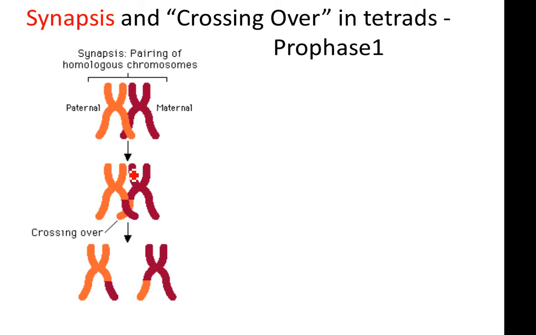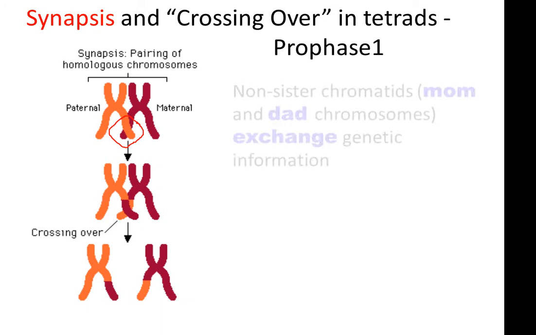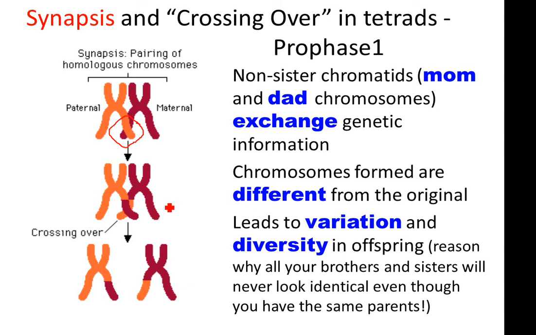It really is. If you look over here, during prophase 1, these chromosomes literally exchange pieces, and this is called crossing over. It's called crossing over. This is what further adds to the genetic diversity.